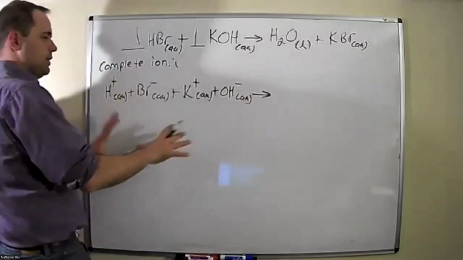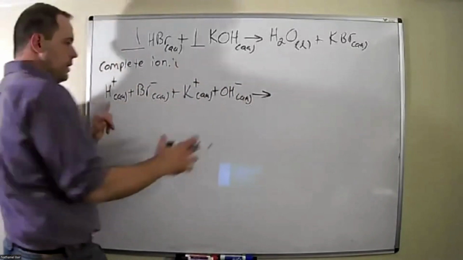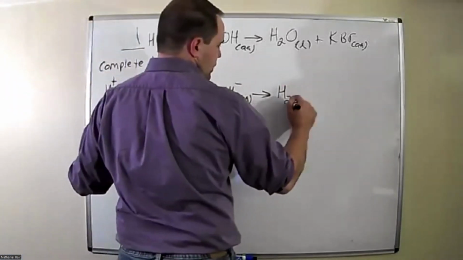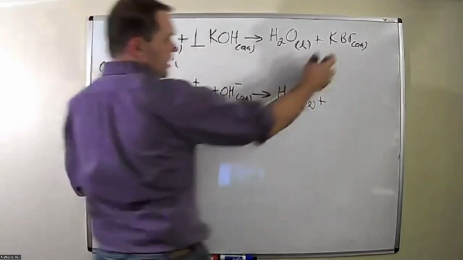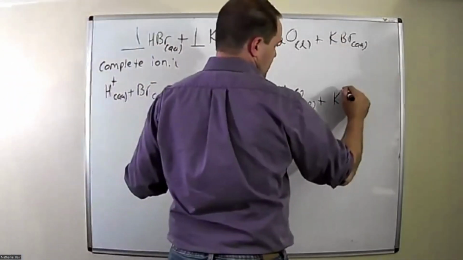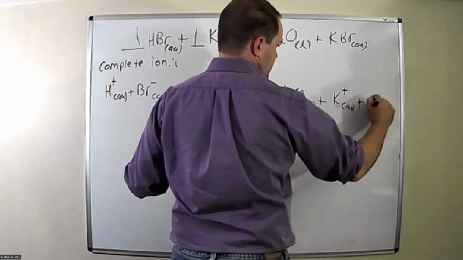Essentially what we're saying is we're going to mix this mixture of 4 ions together. The H+ and the OH− find each other to make liquid water. And then the K+ and the Br− stay aqueous. So they don't change.